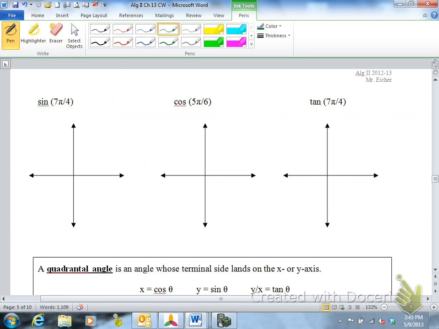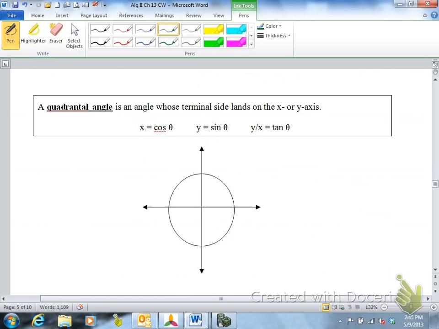We'll do these later. On this page, this is how you deal with something that's called a quadrantal angle. It sounds like quadrant. A quadrantal angle is an angle whose terminal side lands on an axis. So you have 4 main quadrantal angles, or 5 I guess. You have 0 degrees, 90 degrees, 180 degrees, and 270 degrees, and then I guess the 5th one would be 360 degrees. Those are the main ones, those 5.